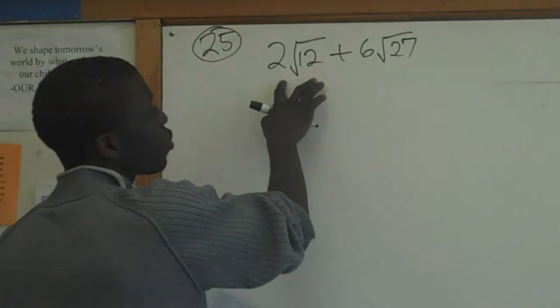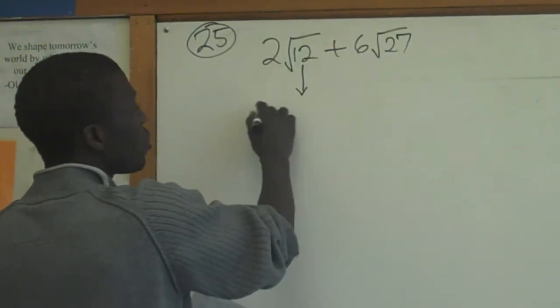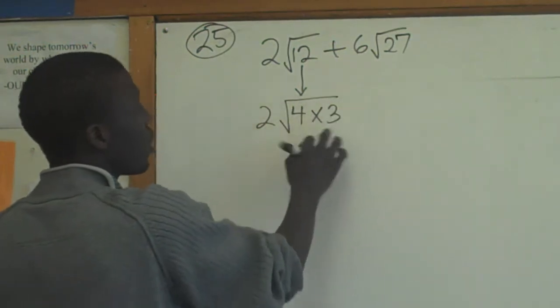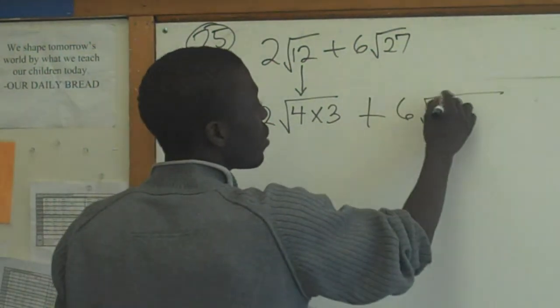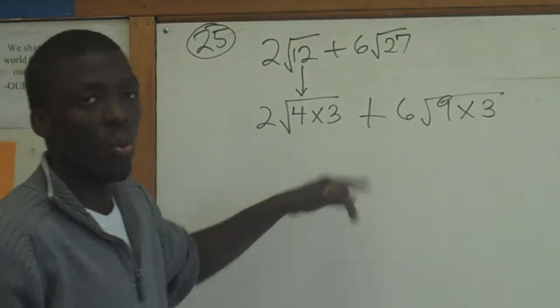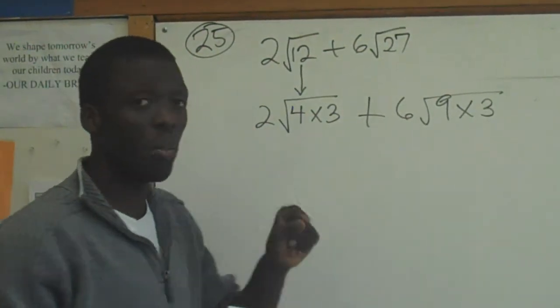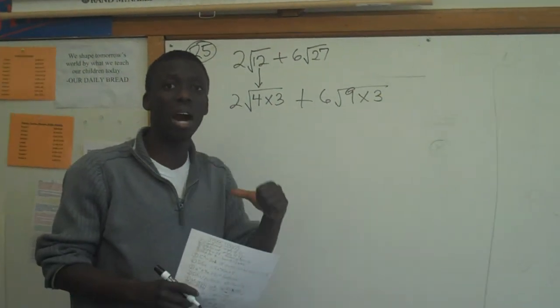These radicals, break them down. So 2 square root of 12 plus 6 square root of 27. This can be broken down to 2 and then square root of 4 times 3. You can rewrite it as that. The same thing with this side, 6 square root of 9 times 3. Now, how did I get these two numbers? What I want is to find two numbers such that one of those numbers can give me a perfect square so that I could simplify it and take it out.